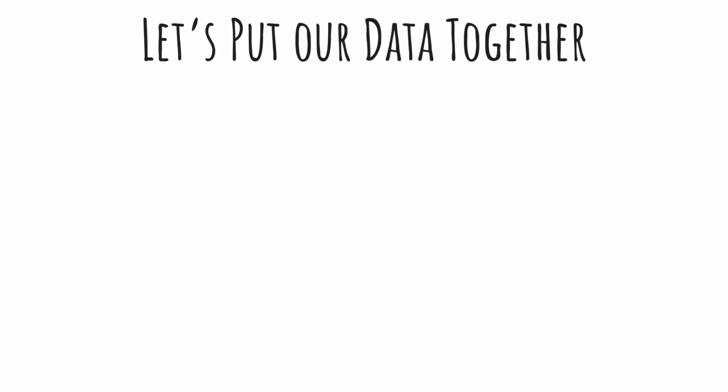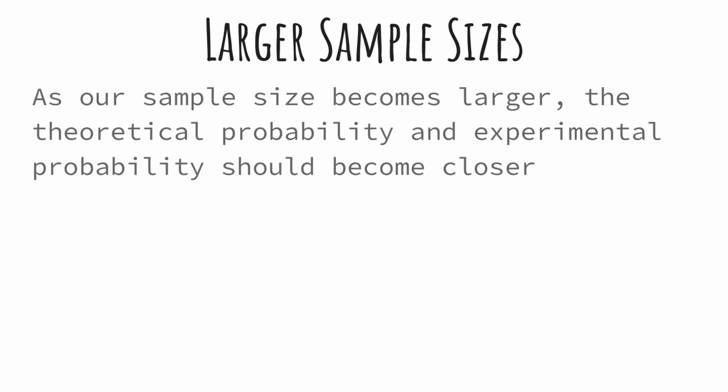Okay, if we were in class, we would go ahead and combine all of our data into one. And what you'll notice is that when you start to put your data together, the larger your data becomes, the closer it gets to the theoretical probability. Your theoretical probability and your experimental probability should become closer together. So if we put all of our data together from the whole class of doing 20 coin flips, it should get closer and closer to 1 out of 2.